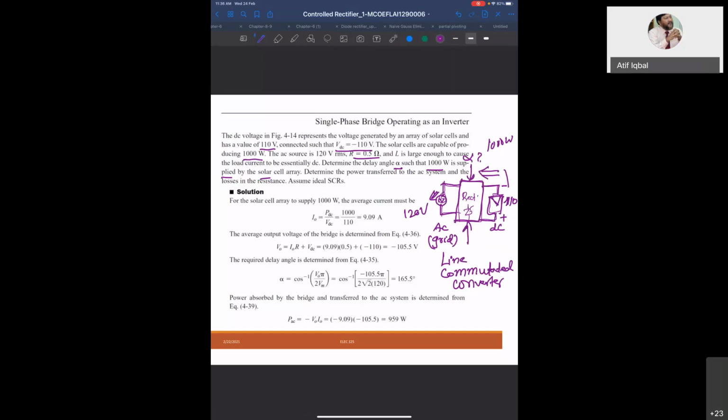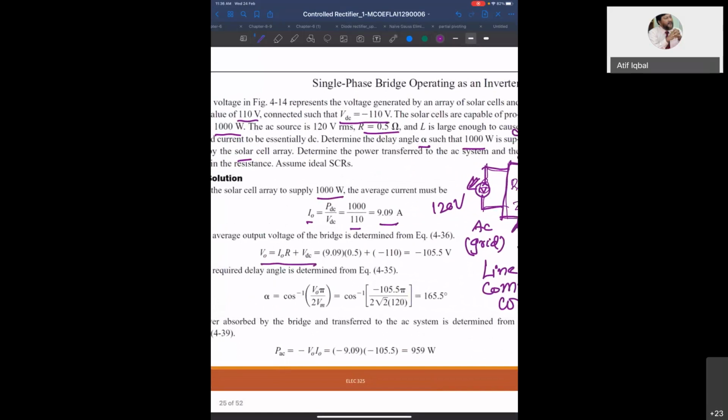So look, we have a 1000 watt solar panel. So the current that flows through the solar panel is 1000 divided by 110, which is 9.09 ampere. This is the current that is flowing in the load side, but now it is not a load, it is actually a source. Now the average output voltage of the bridge will be what? Average output voltage is I naught R plus VDC, because it is just like an RLE load. So I naught is this, and the DC voltage is minus 110. So this is minus 105.5. So remember, this will be a negative voltage because you are pumping power from the DC side to AC side.